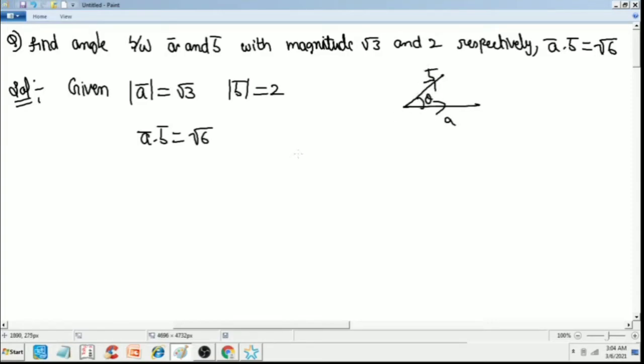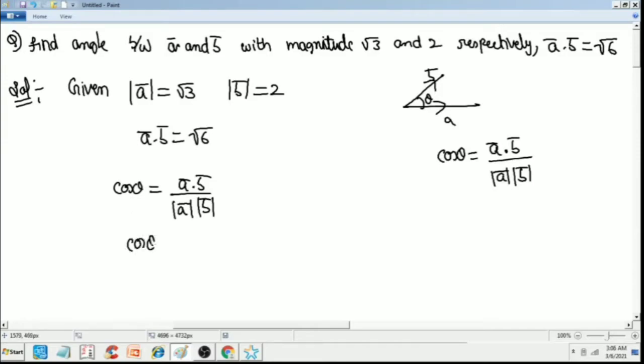So the angle between them, let us say theta. Then cos theta is equal to A dot B by A modulus into B modulus. From here, cos theta is equal to A dot B, whose value is root 6, by root 3 into 2. Root 3 times root 2 gives root 6, so root 6 by 2... here 3 twos are 6, so root 2 by 2.